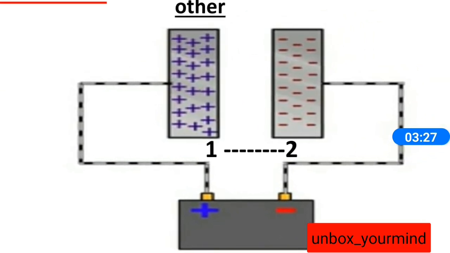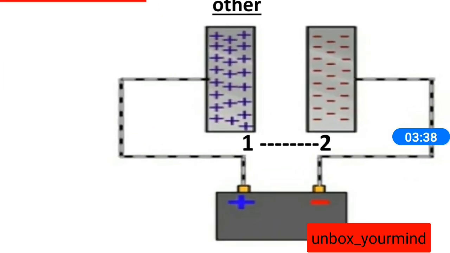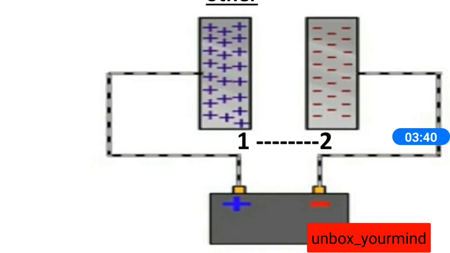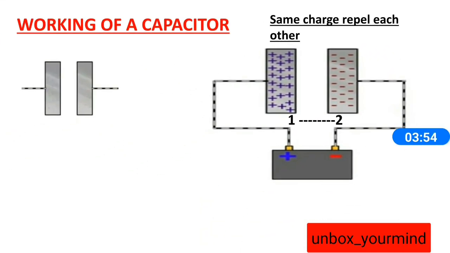As the electrons move and accumulate in the second plate, of course like charges repel each other. So the accumulation of electrons in the second plate repels the electrons already there in the first plate, so the electrons in the first plate will gradually move towards the positive end.